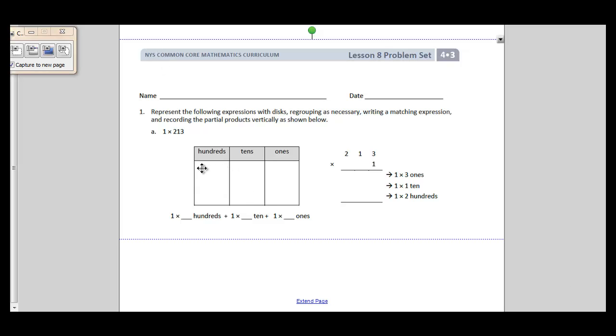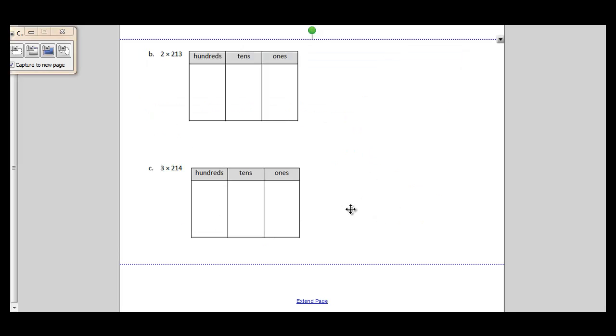All right, so we're going to have 2 hundreds, 1 ten, so that's 2 hundreds, 1 times 1 ten, and 1 times 3. So 1 times 3 ones is 3, 1 times 1 ten is 10, and 1 times 2 hundreds is 200. We get 213. That's just to make sure you understand, okay? Next.